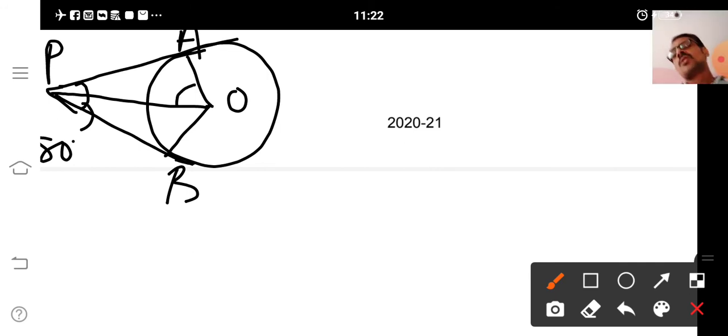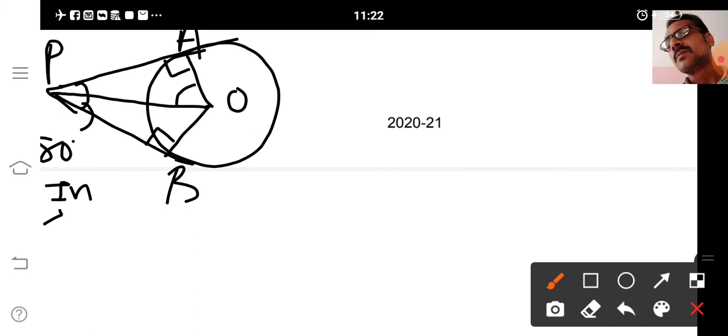Okay. So first of all, what we'll do? We'll prove two triangles OAP and OBP to be congruent. We'll prove both triangles to be congruent. Let us prove. But before that, we know very well, according to theorem 10.1, the radius is always perpendicular to the tangent.